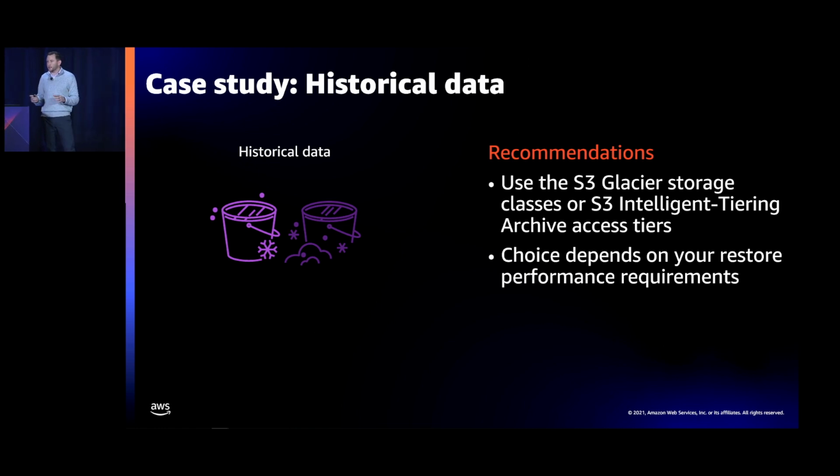So for historical data sets like this, we'd recommend using one of the S3 Glacier storage classes or one of the archive tiers in Intelligent-Tiering. And the choice of which S3 storage class to use or which Intelligent-Tiering archive tier to use really depends on what your time to restore requirements are.